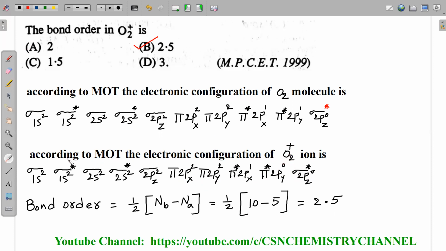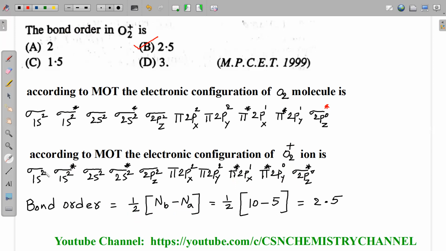Once again, the electronic configuration of O2 plus ion is sigma 1s2, sigma star 1s2, sigma 2s2, sigma star 2s2, sigma 2pz2, pi 2px2, pi 2py2, pi star 2px1, pi star 2py0, sigma star 2pz0. So for this O2 plus, we have to calculate the bond order. What is the formula? Bond order is equal to half into NB minus NA. NB stands for number of bonding electrons. NA stands for number of anti-bonding electrons.